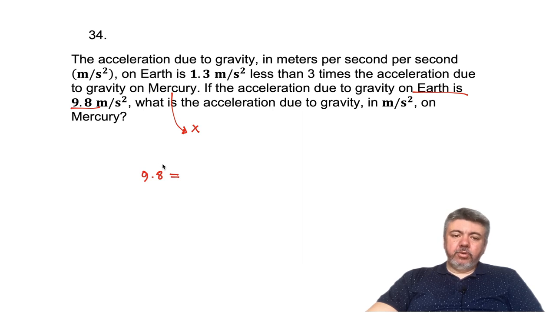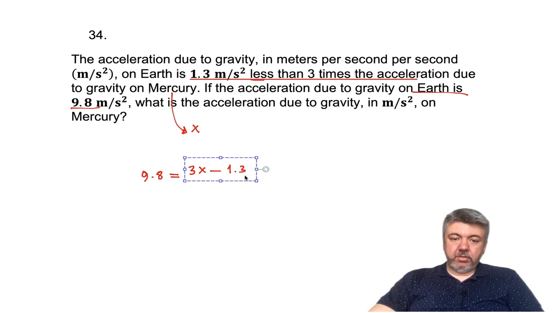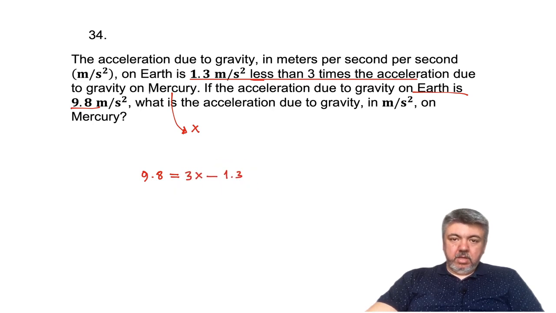acceleration on Earth is less than, what less than? 1.3 less than 3 times Mercury. So x times 3 minus 1.3. That's the equation. Acceleration due to gravity on Earth is 3 times that of Mercury minus 1.3.